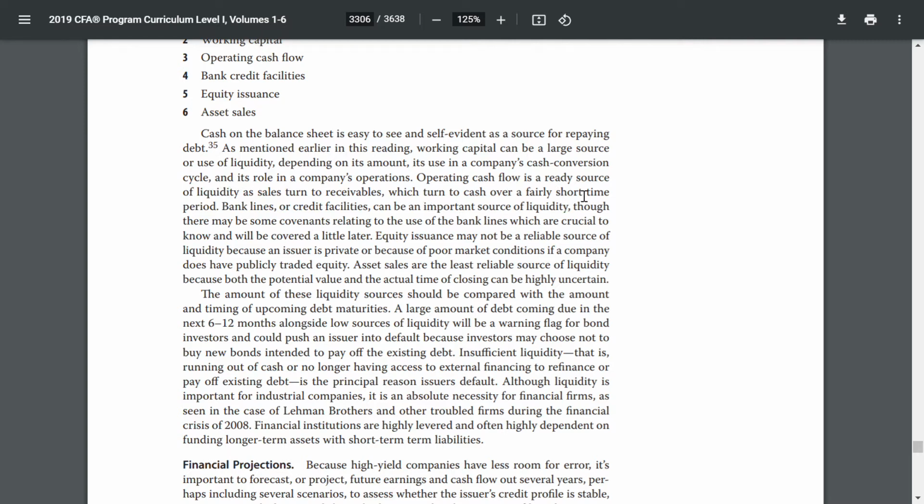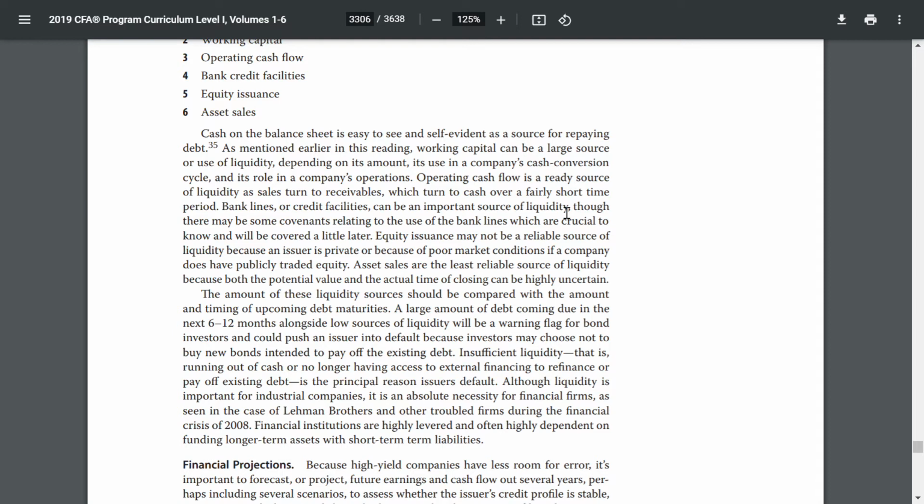Operating cash flow is a ready source of liquidity as sales turn into receivables, which turn into cash over a fairly short time period. Bank lines or credit facilities can be an important source of liquidity, though there may be some covenants relating to the use of bank lines, which are crucial to know and will be covered a little later. Equity issuance may not be a reliable source of liquidity because an issuer is private or because of poor market conditions. If a company does not have publicly traded equity, asset sales are the last resort, and they are not a reliable source of liquidity because the value and the actual time of closing can be highly uncertain.